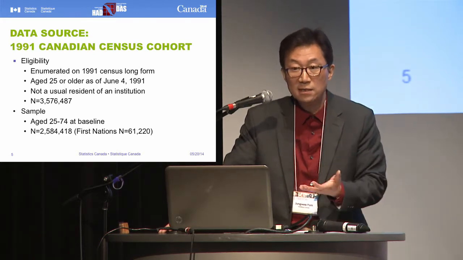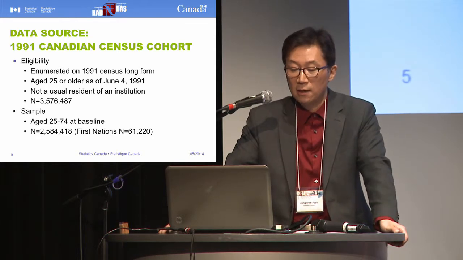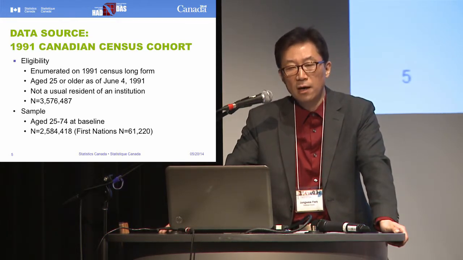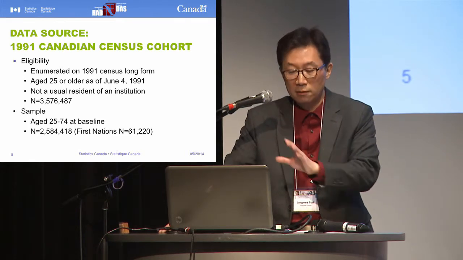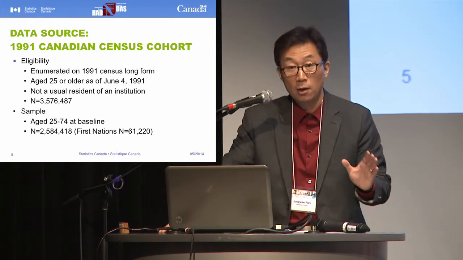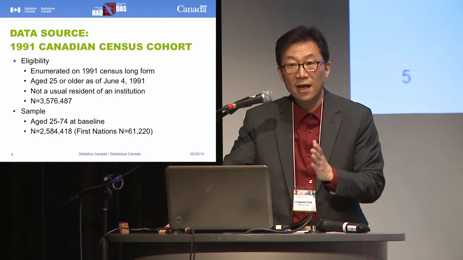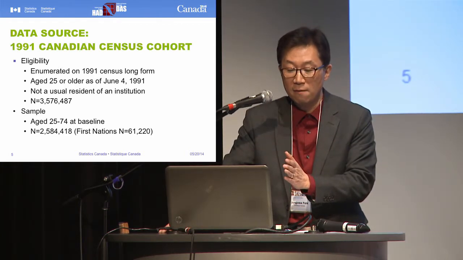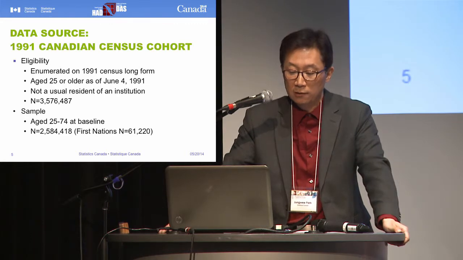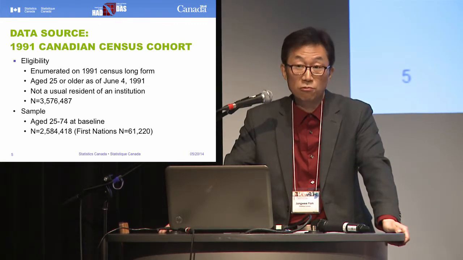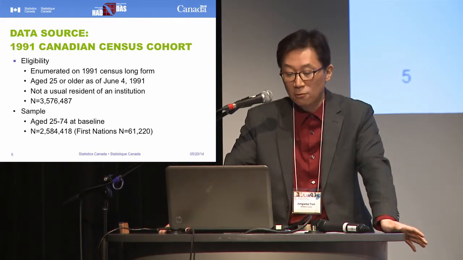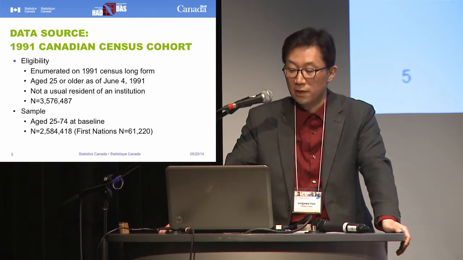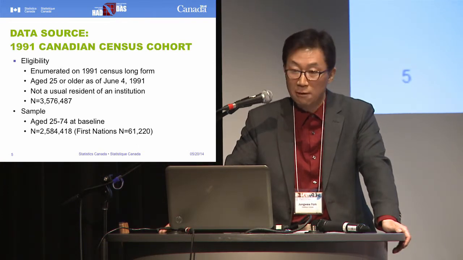For this analysis, I'm going to talk about the definition of avoidable mortality in more detail shortly, but we are talking about death before the age of 75, so our sample includes only individuals aged 25 to 74 at baseline. That total is 2.5 million, and the First Nations population is about 61,000.